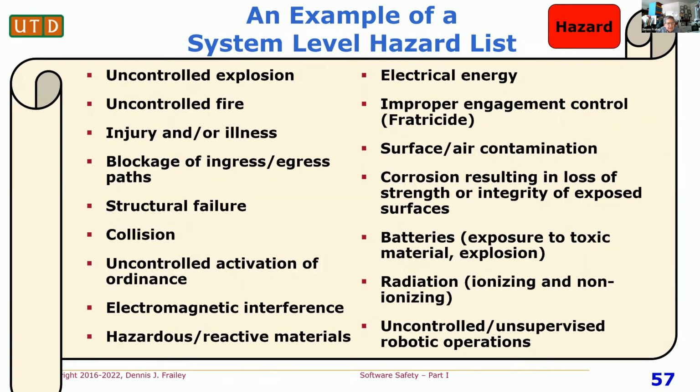Now, this is an example of a list of possible hazards for a major system. And the only reason I'm showing it to you is to show you the scope of the sorts of things that could happen. In the exercise the students just finished, each of you pointed out several hazards for your particular scenario. And you'll notice that there were an awful lot of ways that things could go wrong.